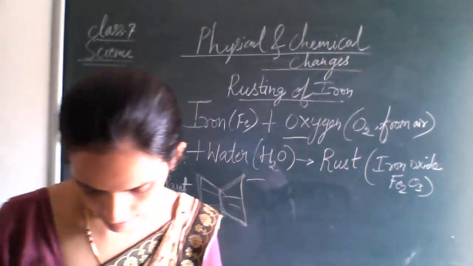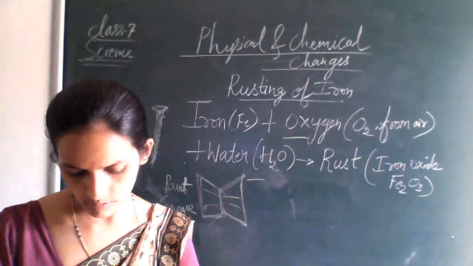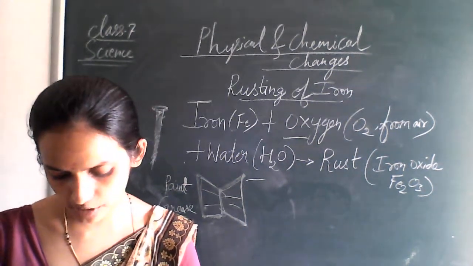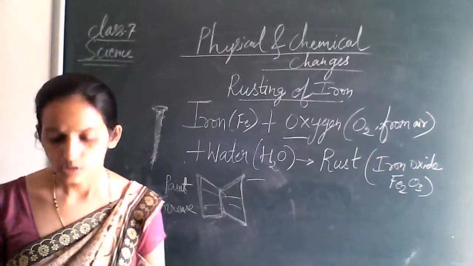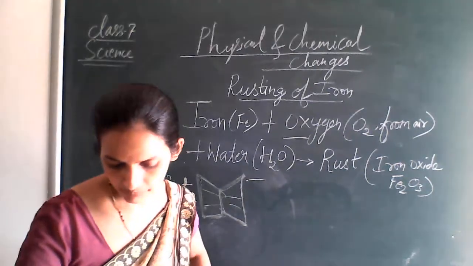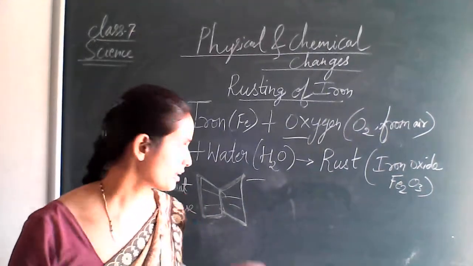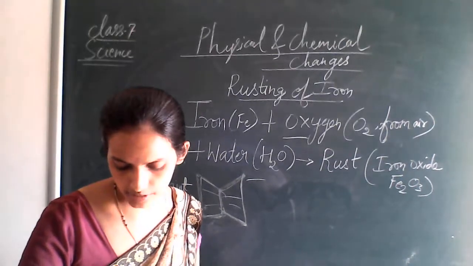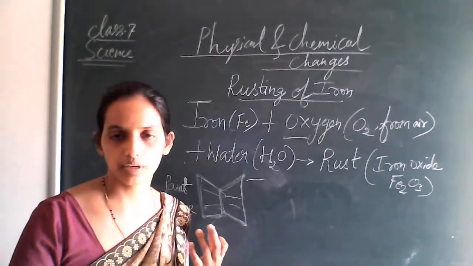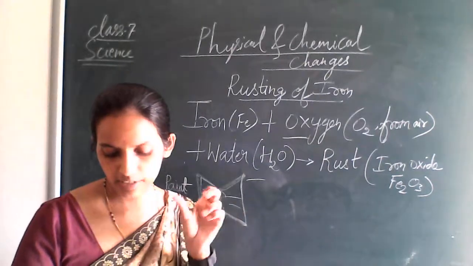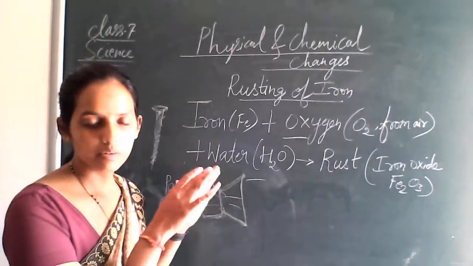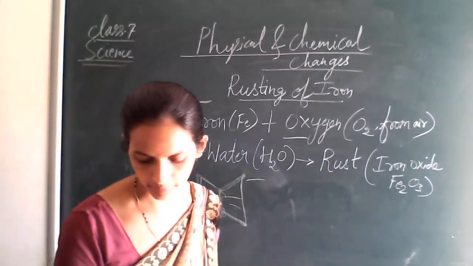So next part, what they have written, another way is to deposit a layer of a metal like chromium or zinc on iron. So apart from applying paint or grease, we have another method of protecting our metal iron, that is a layer of metal like chromium or zinc. These metals, chromium and zinc, are applied on the surface of the iron metal, right.